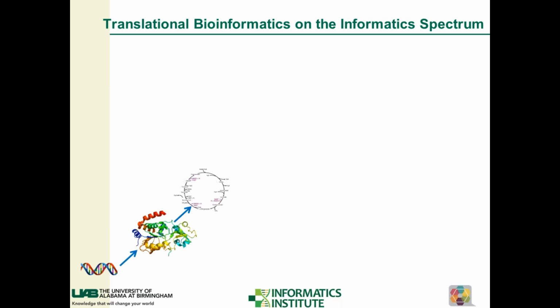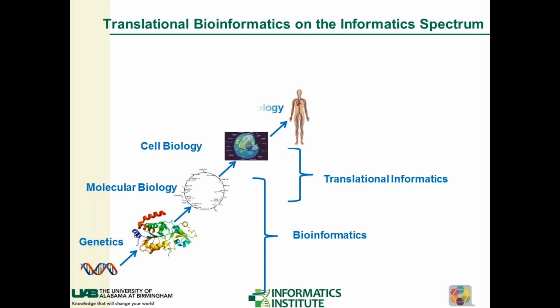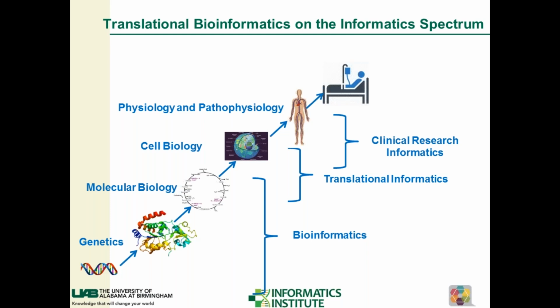So I had this really nice diagram of various levels of biology and medicine and informatics. It starts off with bioinformatics, which is down at the level of molecular biology, cellular biology. We move up to the cell and to organisms, and we get into translational informatics, and we move up to the human. Then we start talking about pathophysiology and physiology and clinical research informatics. And then finally we get to the level of the patient, which actually is why we're all here, believe it or not.